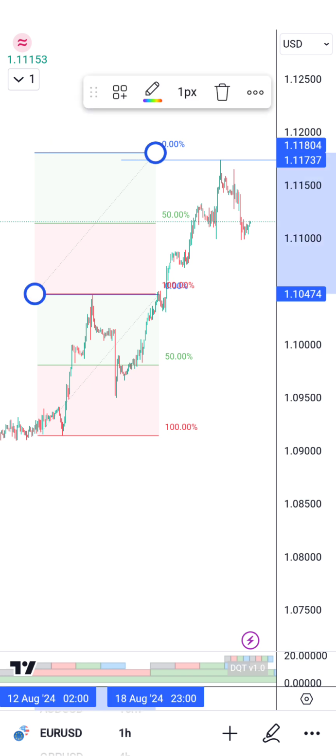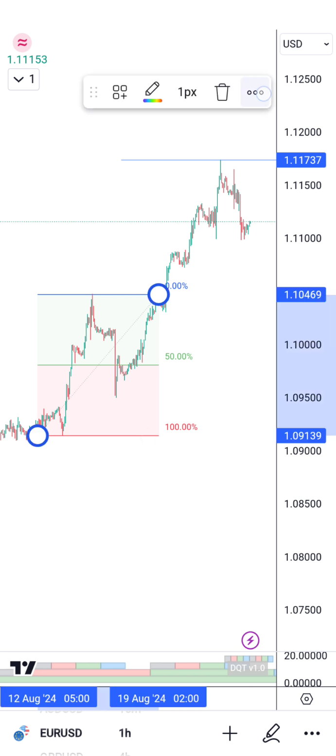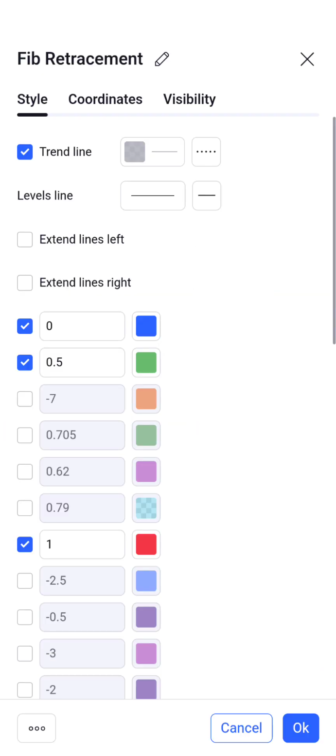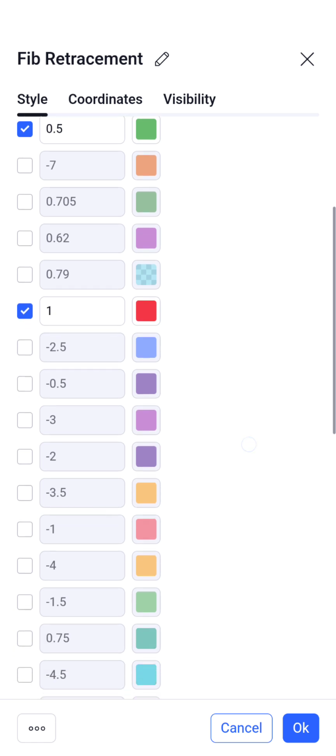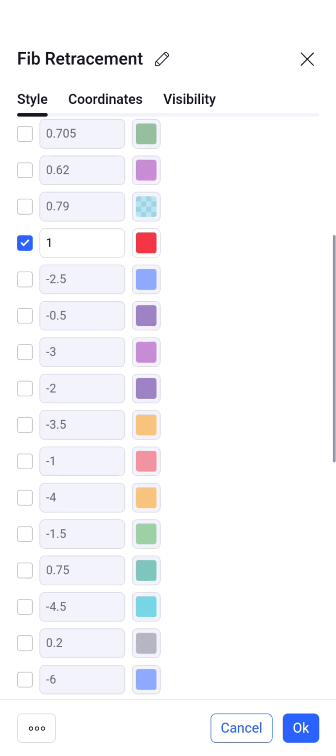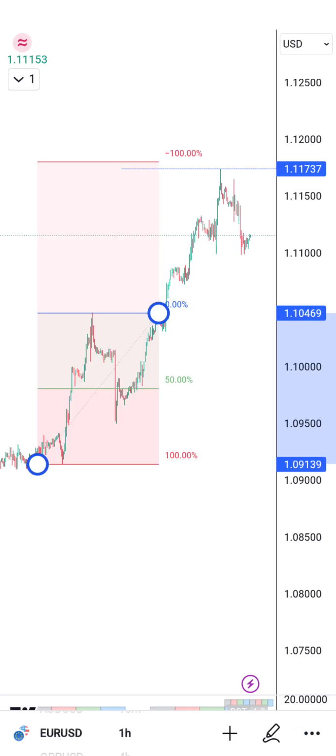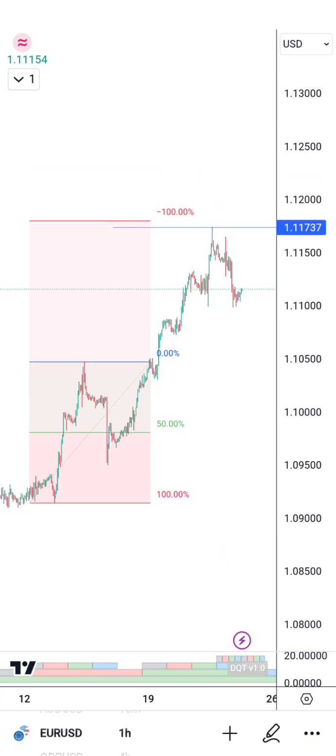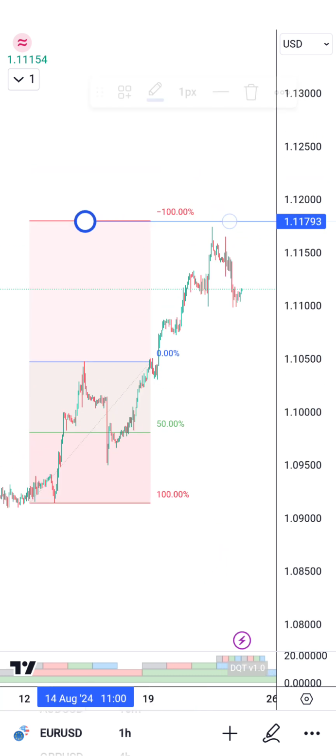There's another way you can do it. You can go to the Fibonacci tool settings and you see this level -1. Where is that level? This -1 here, just toggle it on. If you toggle on -1 and you press OK, you see that is a full standard deviation over here.